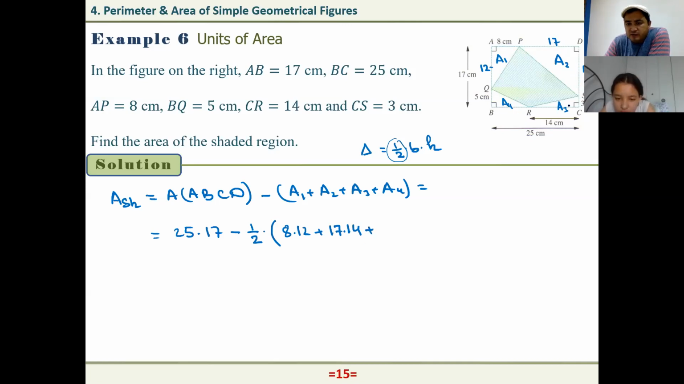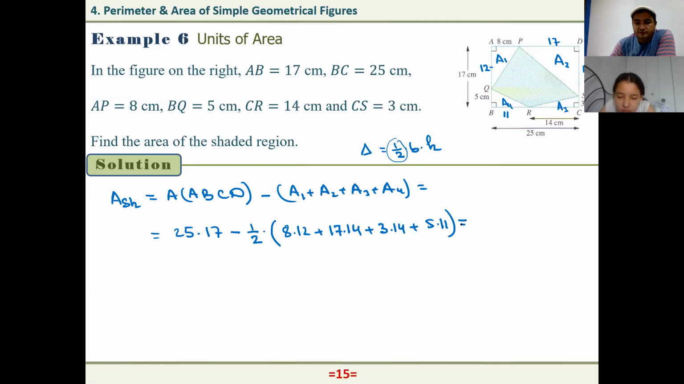And how about A sub 3? It is 3 and length is 14. It's just equal to 3 times 14, and half is outside here. Plus, and the last one, since the total length is 25 and this part is 14, so 25 minus 14, it should be 11, right? So A sub 4 is 5 times 11 over 2. Over 2 is here. So here we have 5 times 11. Right? So now we should simplify this.